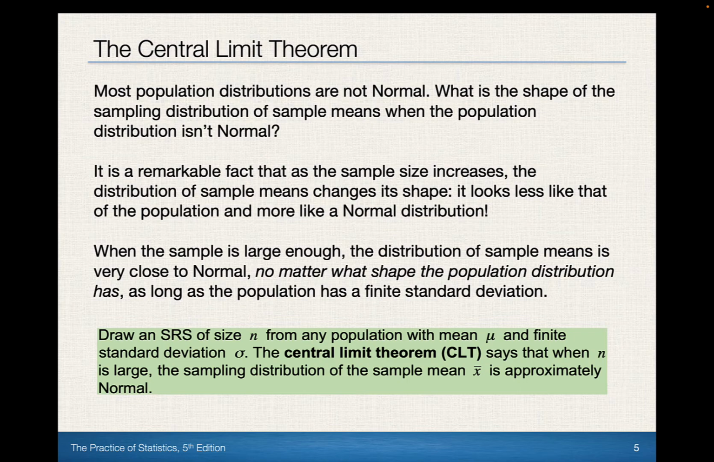distribution. Now, there is one thing that I want to point out when we discuss this, and it's this idea of a finite standard deviation.